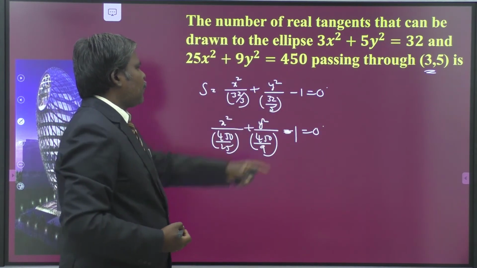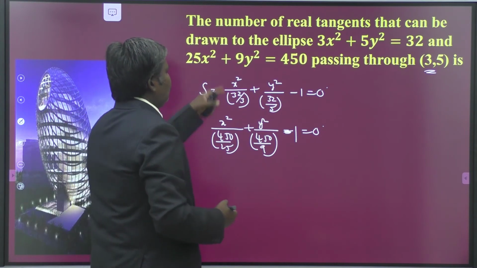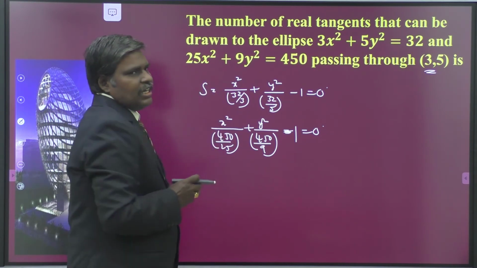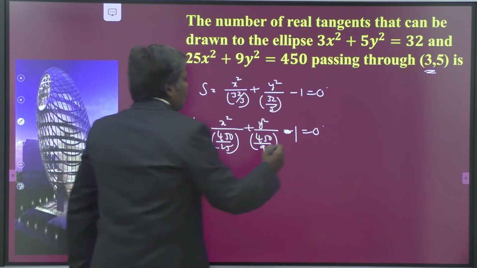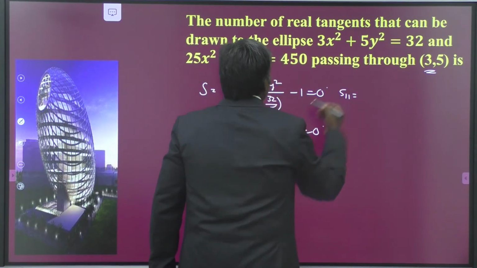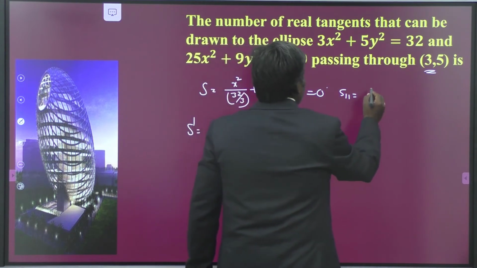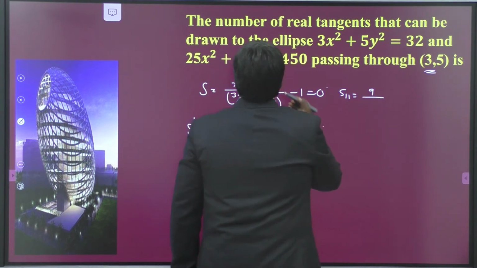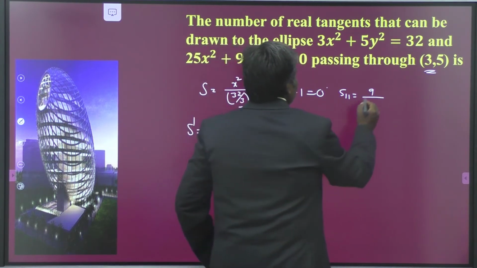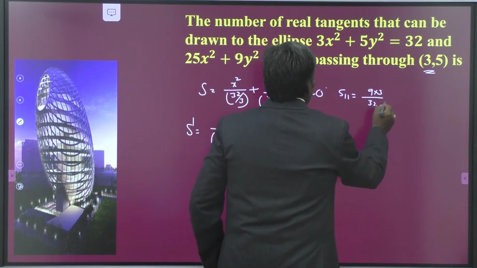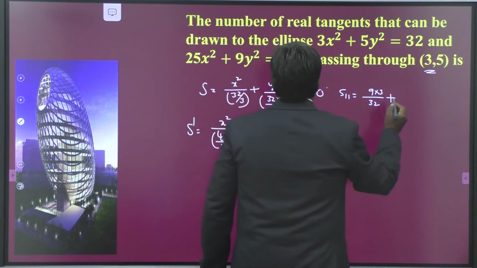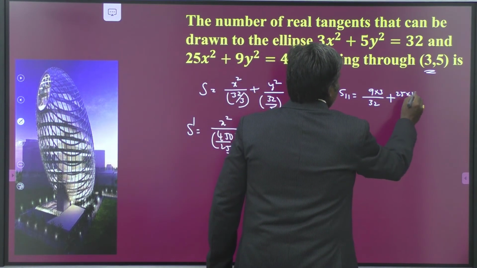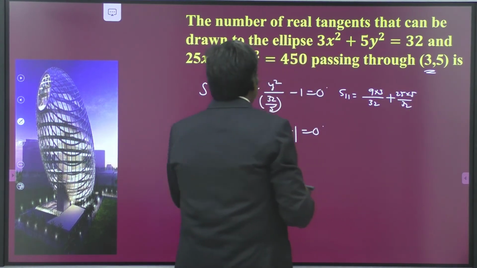Now substitute that point 3, 5 in both ellipses, so we can easily find the position of the point. Suppose this is S dash, say S11 is what? x square, 9 by 32 by 3, 9 into 3 by 32, plus y square means 25 into 5 by 32, minus 1.